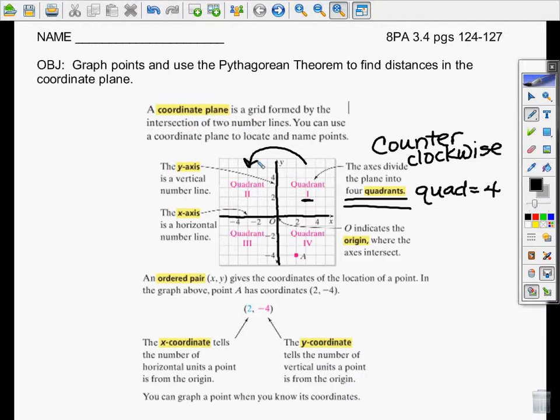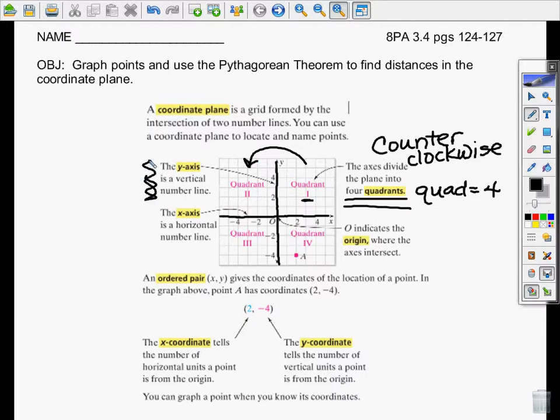Here's a given point. What quadrant is it in? So you have to be able to graph it and then tell what quadrant it's in as well. It's going counterclockwise. You always start in the upper right, and then you go back. So this is 1, 2, 3, 4. It goes counterclockwise when you name your quadrants.